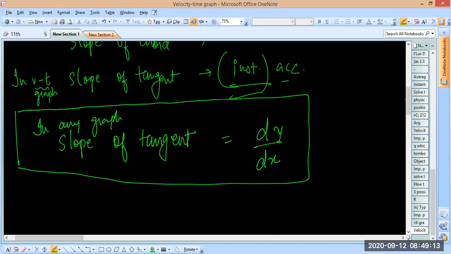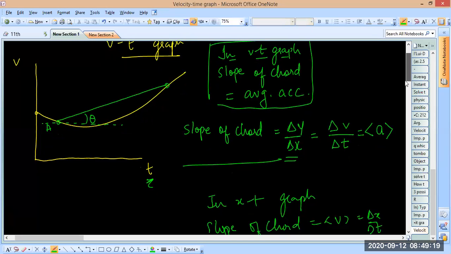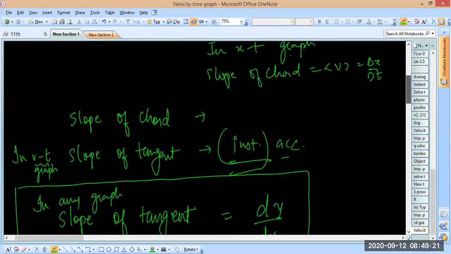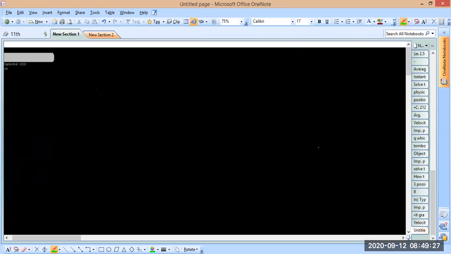Okay, so now let's go to the next thing, the types of XT graph. All right. No, never mind. We'll talk about types later. I just remembered that there's one more thing that I need to tell you about VT graph. Okay, let's continue with that. One more thing about VT graph.